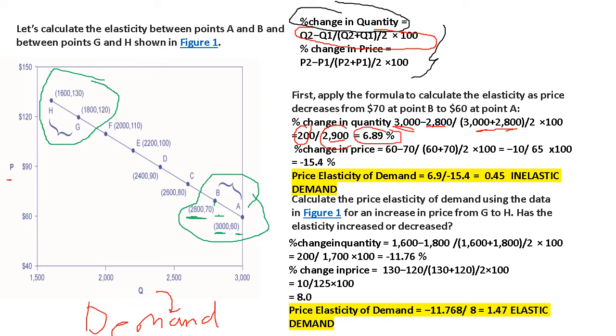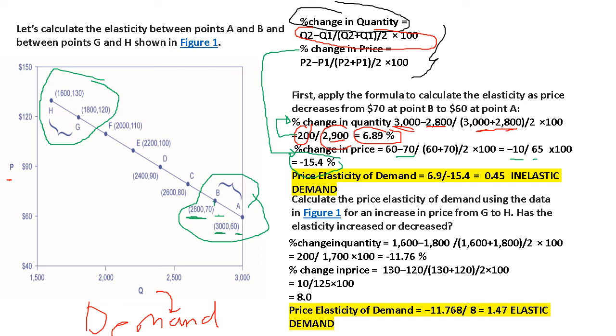That is your percent change in quantity. So you have to now use this formula. So 60 minus 70 is negative 10. 60 plus 70, 130 divided by 2 is 65. Negative 10 all over 65 times 100 gives you negative 15.4%. So in this kind of calculation, neglect the sign, no?